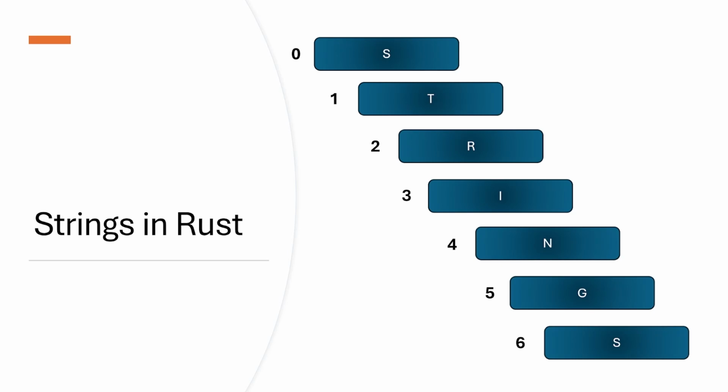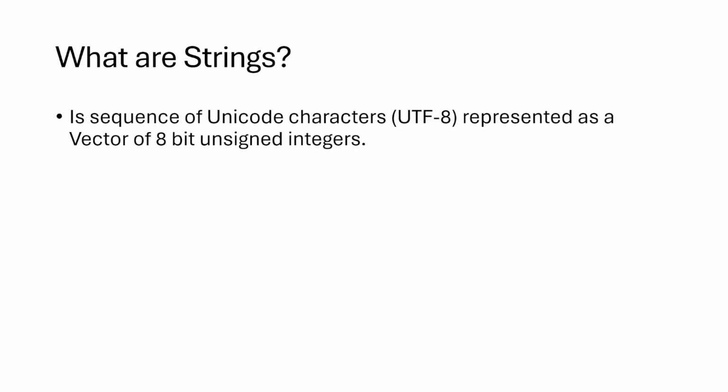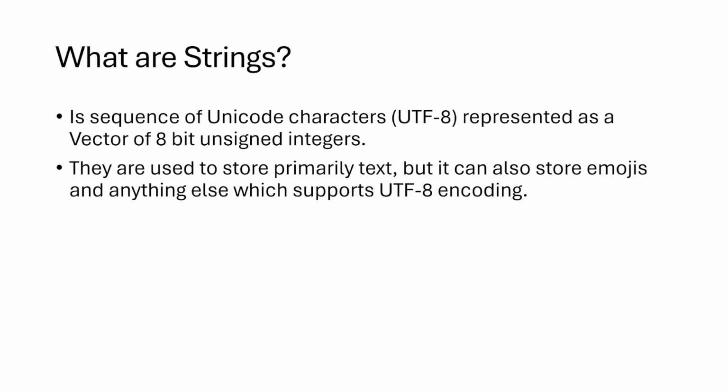So in this video, we're going to quickly talk about strings, what they are, and how we store them in Rust. So firstly, what are strings in Rust? Well, the definition in Rust is it's a sequence of Unicode characters represented as a vector of 8-bit unsigned integers. A little bit cryptic, right? But primarily what people think about when they think of strings is storing text.